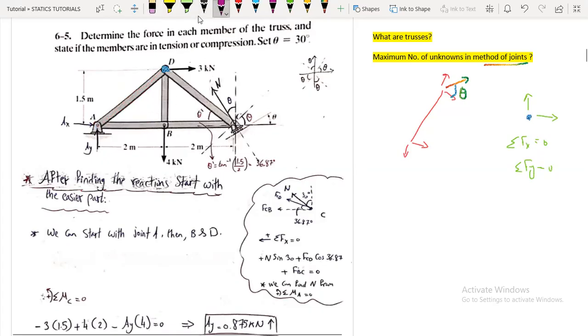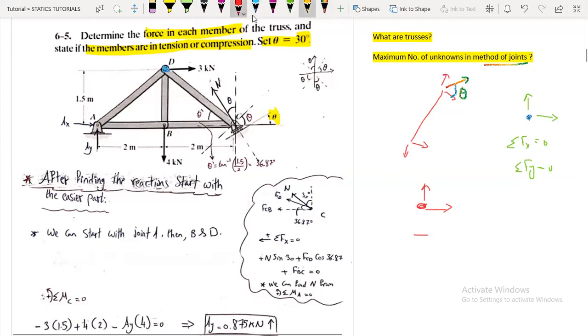So here, determine the force in each member of the truss and state if the members are in tension or compression. Set theta equals 30, so here theta is 30 degrees. Now we can assume for each joint that the forces in the truss members are in tension, and if the answer is negative, we can say it's in compression. So here, after finding the reactions, start with the easier part.